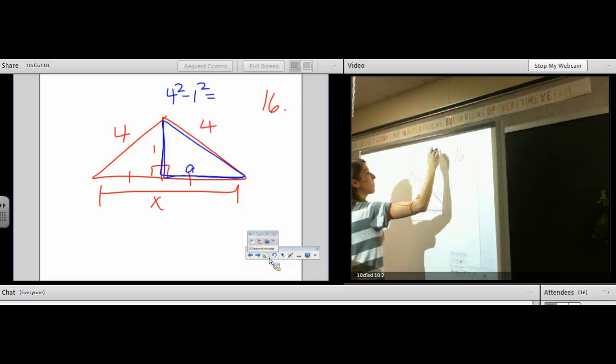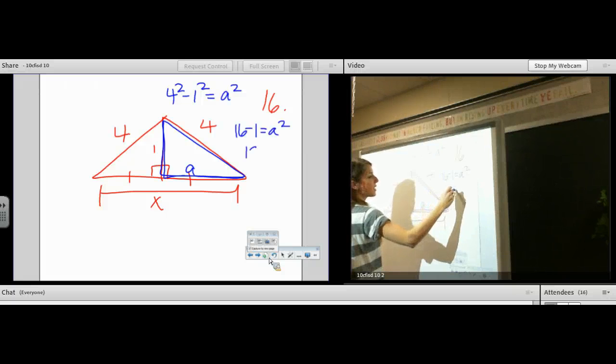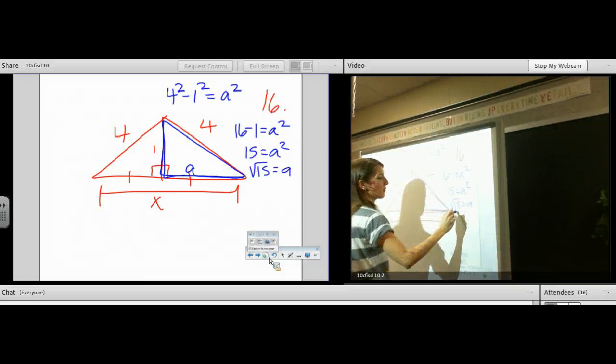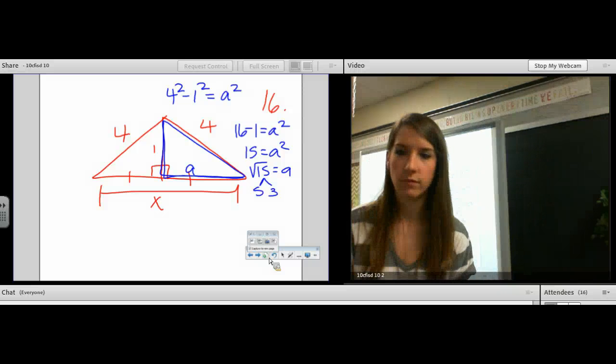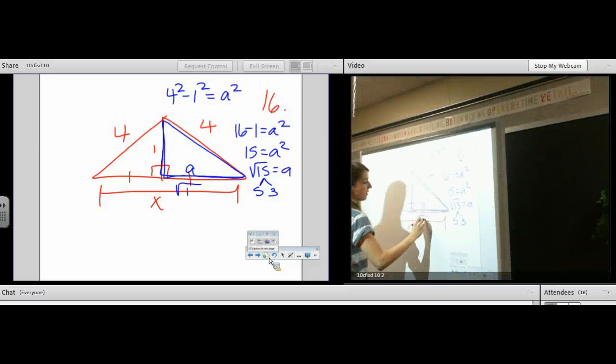I'll call this a. So we've got 16 minus 1 equals a squared. So we've got 15 equals a squared. Square root of 15 is a. 5 times 3, no pairs. So a is the square root of 15.